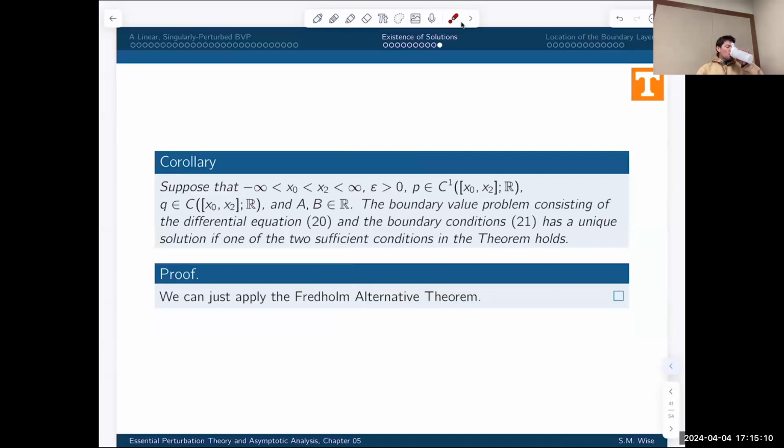So now, here's the punchline. I'm getting ahead of myself. What we just proved is that if one of those two conditions from the previous theorem holds, then the homogeneous problem has only the trivial solution. Now let's invoke the Fredholm alternative theorem. That knowledge combined with the Fredholm alternative says that the original problem, the inhomogeneous problem consisting of equation 20 and 21, has to have a unique solution.